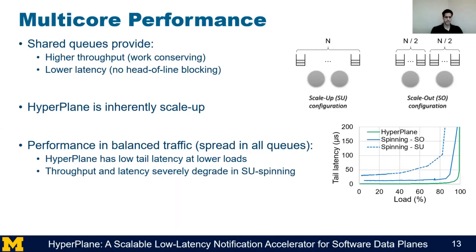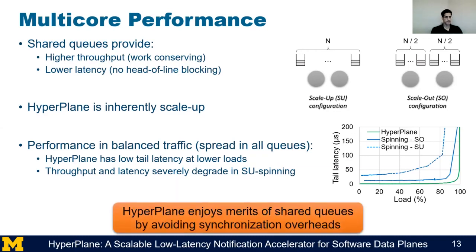Let's take a look at some performance results for the case of balanced traffic, which is spread in all the queues. This chart shows the latency at varying loads. At lower loads, HyperPlane has better latency as it avoids checking empty queues. In the case of the spinning data plane with the scale-up configuration, both the latency at low loads and saturation throughput are severely affected because of the synchronization costs. HyperPlane doesn't suffer from such costs. All in all, as cores avoid synchronization overheads using HyperPlane, the potential benefits of shared queues are achieved.